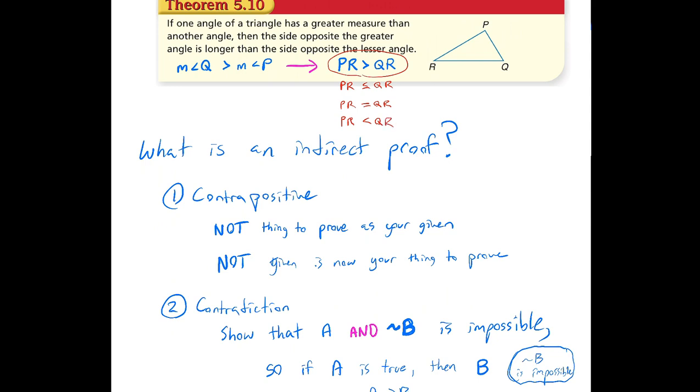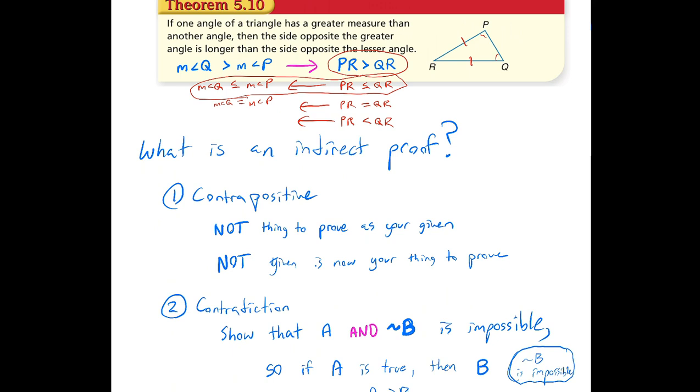So we would start with one of these two and we'd say, can we get to the negation of the first one, that the measure of angle Q is less than or equal to the measure of angle P? That would be the contrapositive. If we could prove this, then boom, theorem is proven. Let's look at it really quick. If PR is the same as QR, well then these two angles are the same, right? So measure of angle Q equals measure of angle P. That's the base angle biconditional. Well, I wrote it in a kind of funky place.